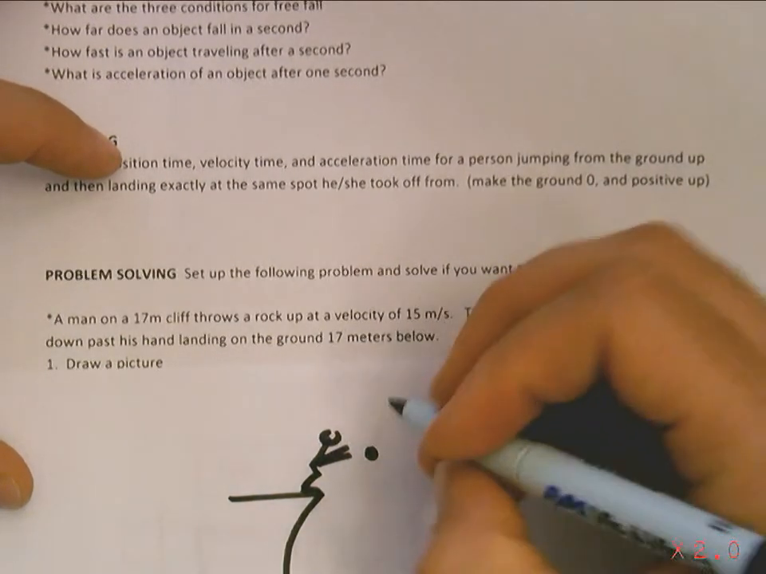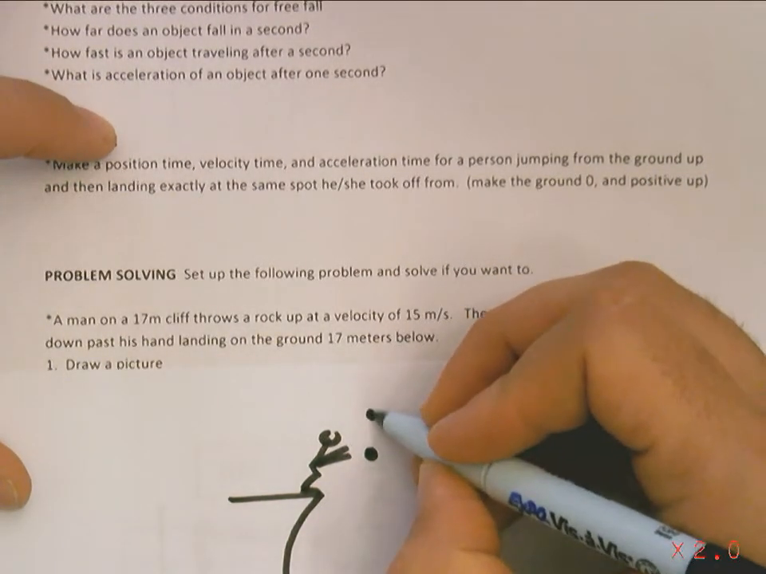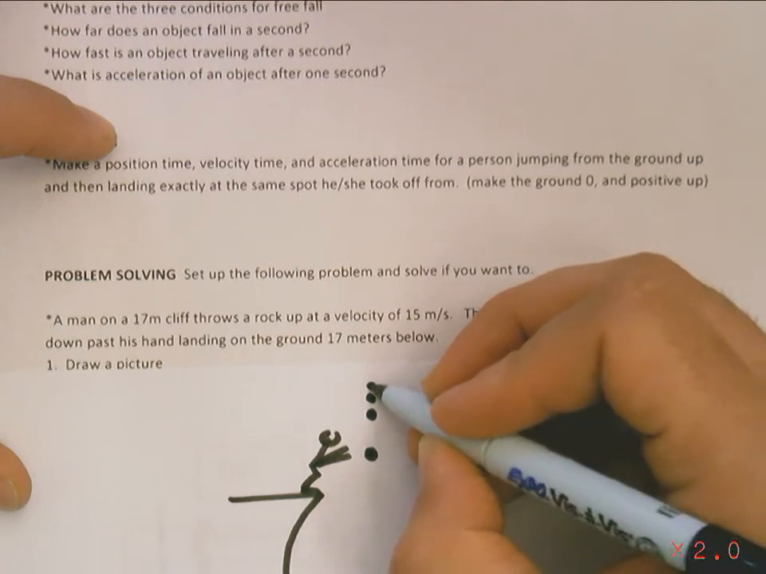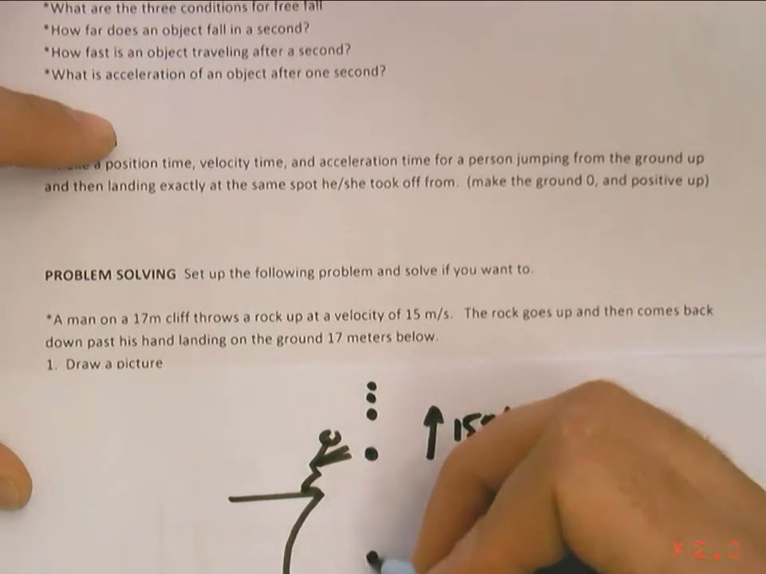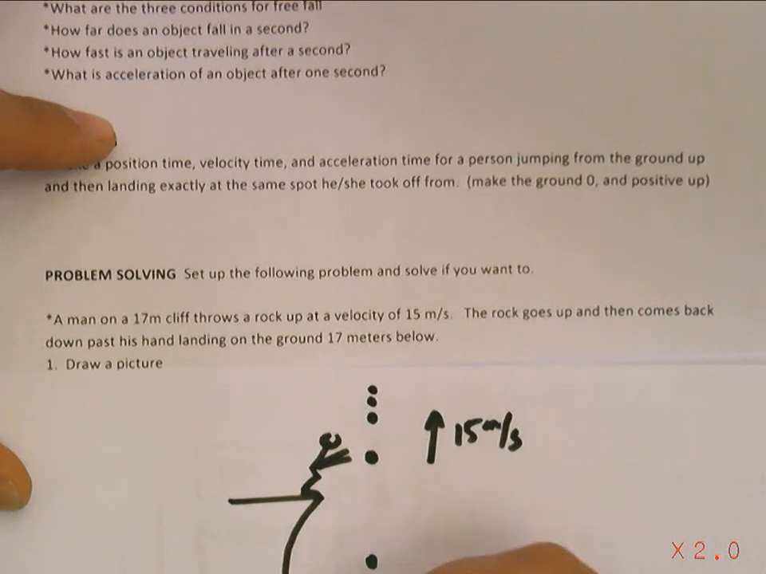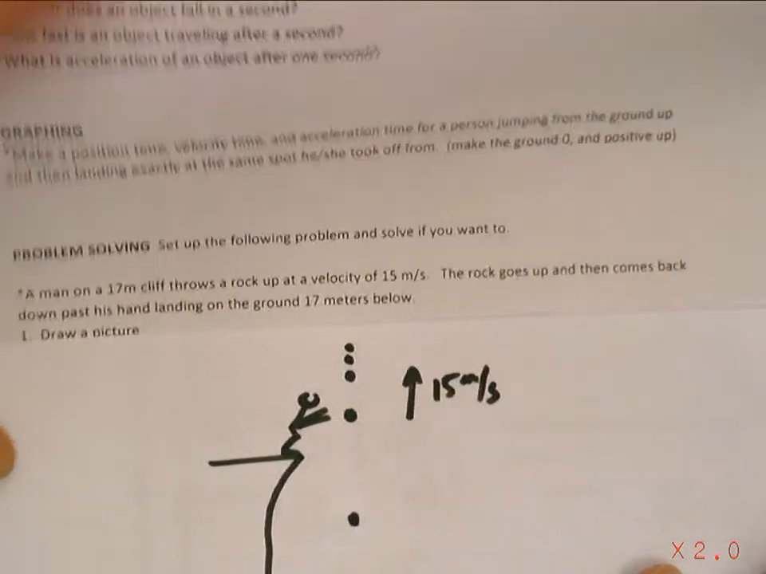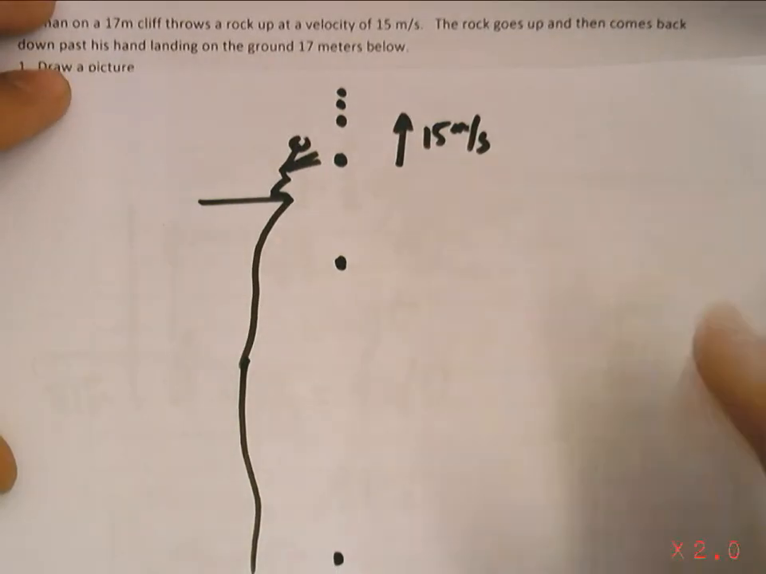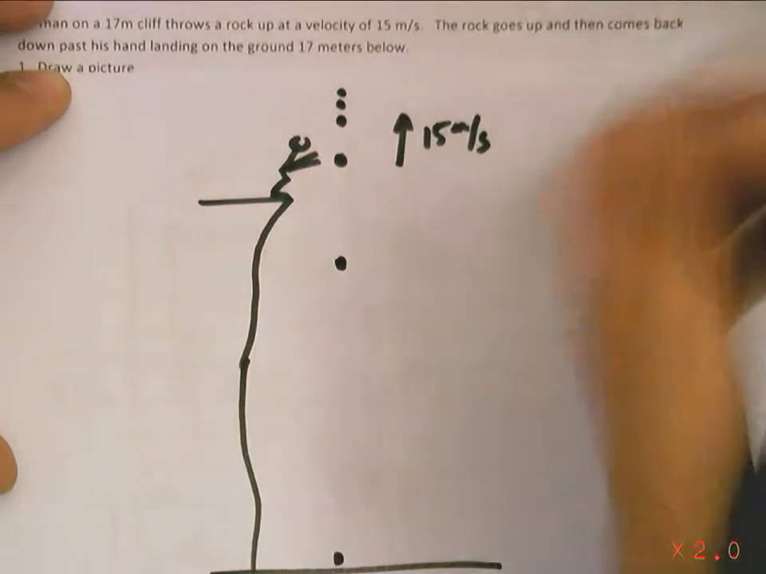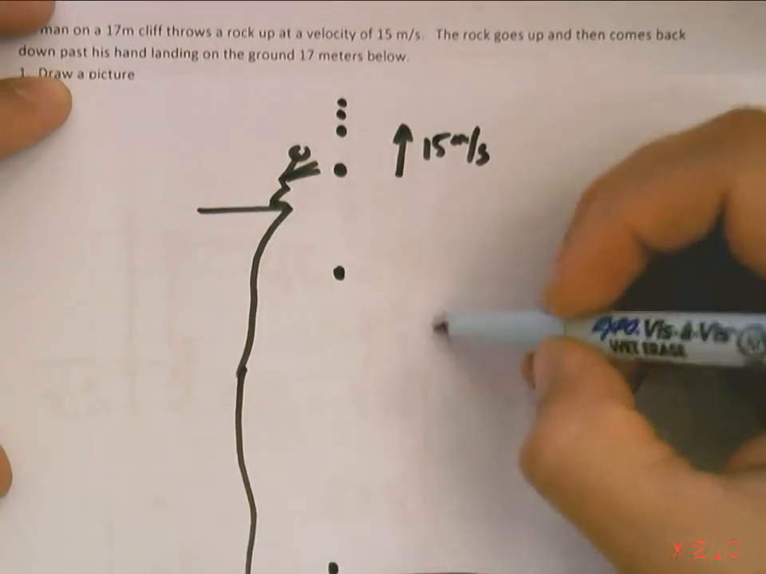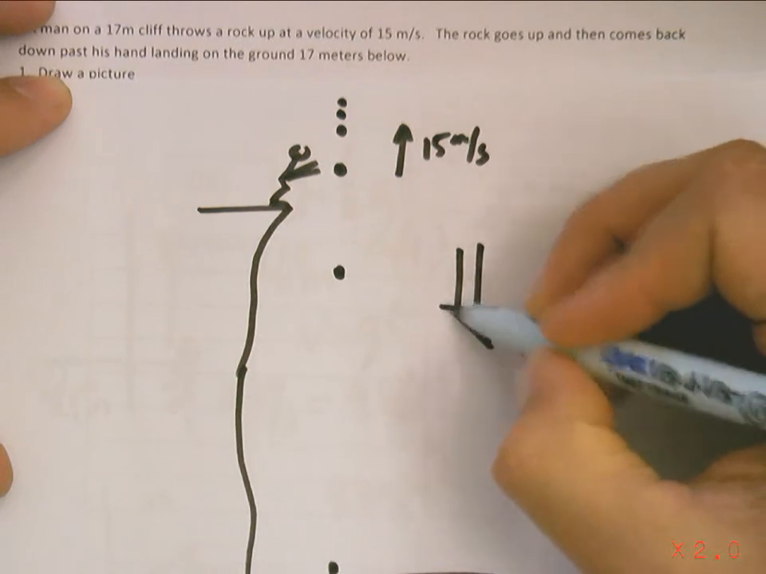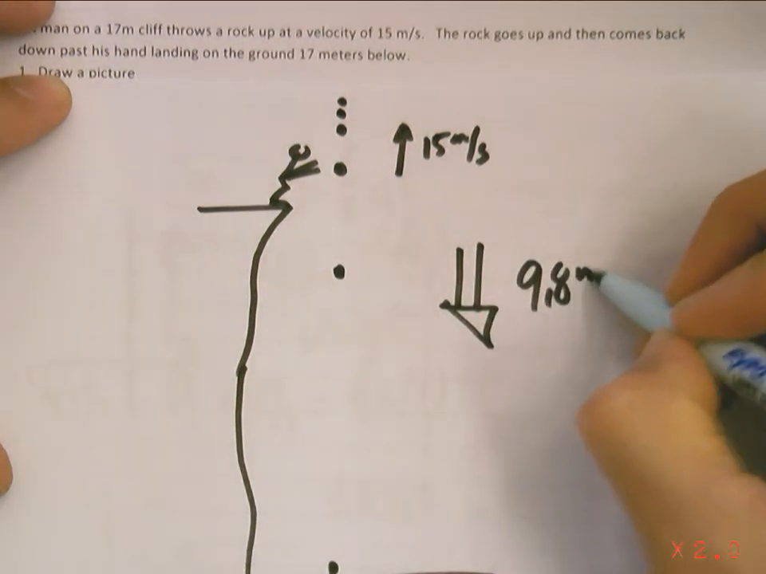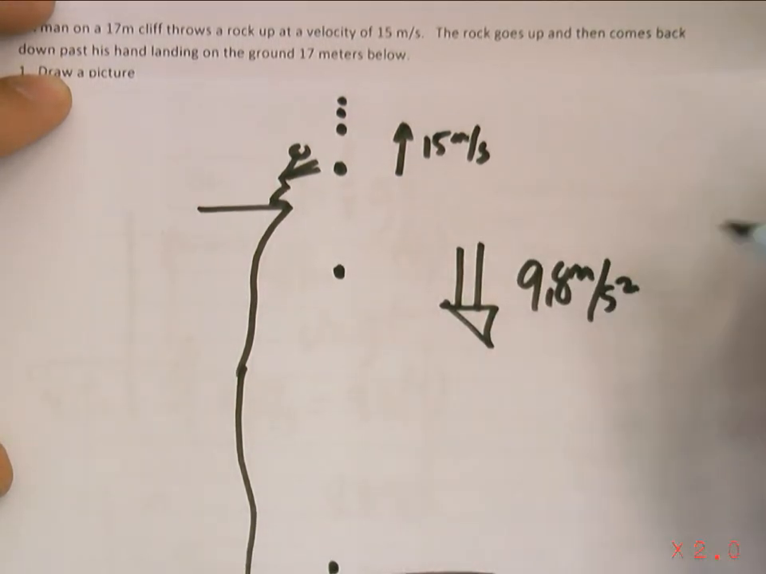It goes up, so we have our motion diagram. The dots get closer, follow the exact same path on the way down, and then they speed up. Eventually, this object crashes into the ground. The dots show acceleration, which is gravity, 9.8 meters per second squared, down.